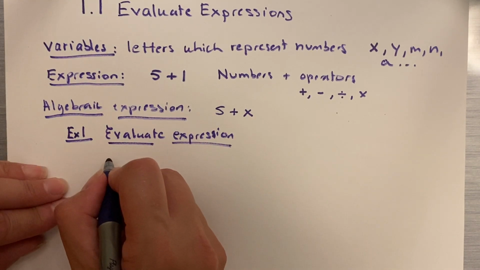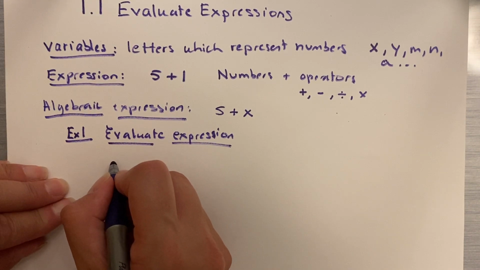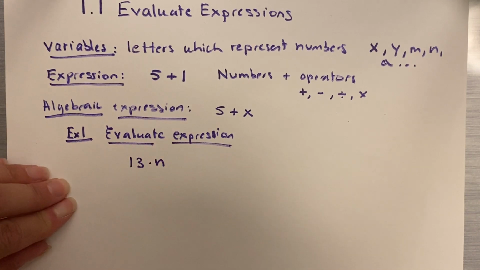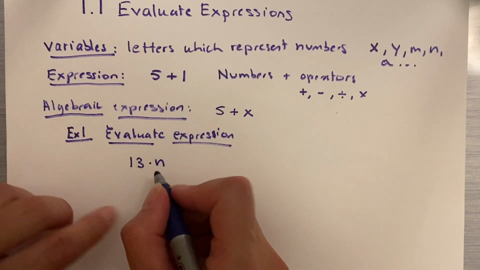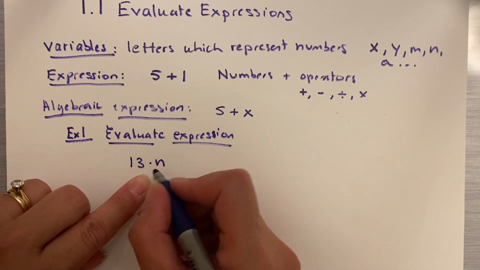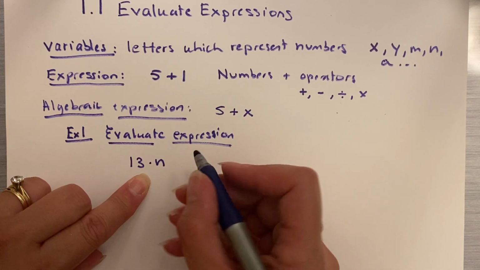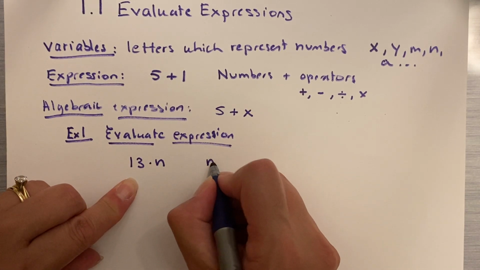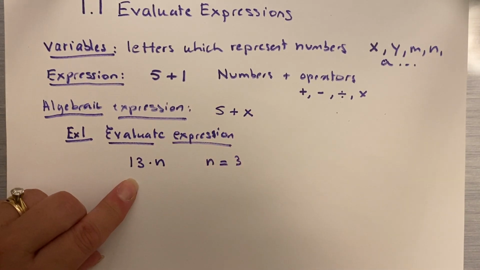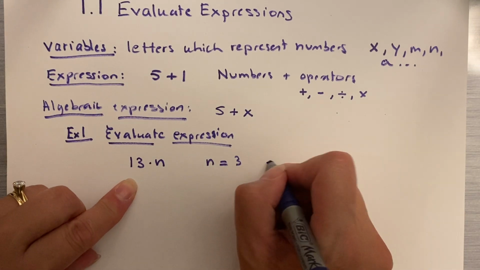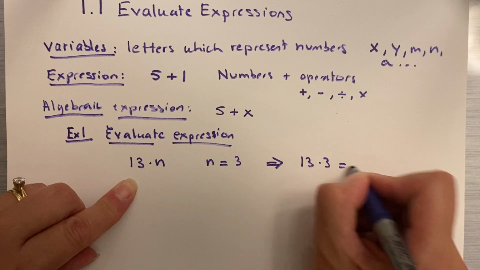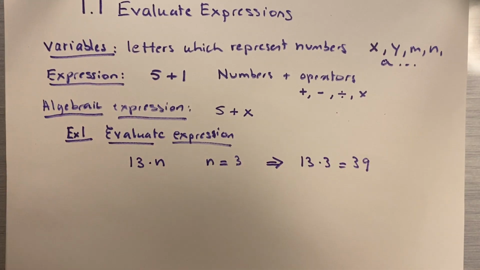We're going to have a few different examples. One is, what is 13 times n? You can't evaluate it unless somebody tells you what n is, right? Because otherwise you're stuck, because n could be anything. When somebody tells you, okay, evaluate 13 times n when n equals 3, then you know right away you've got something that you can do. 13 times 3 is 39.